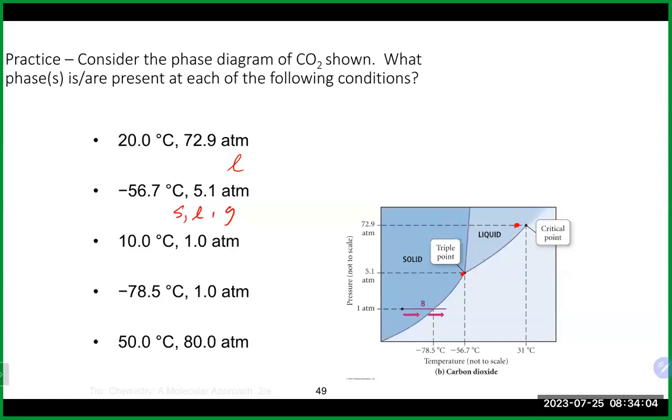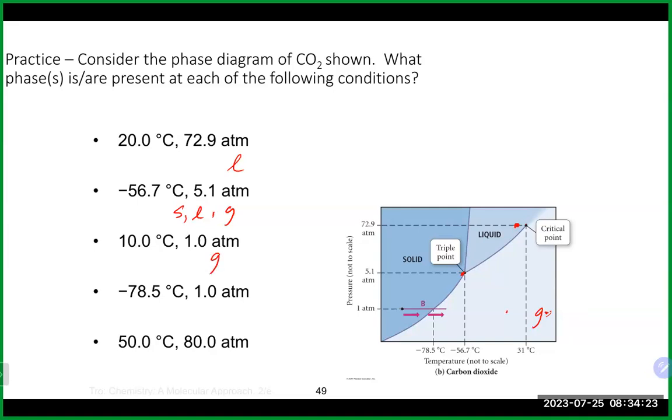Going to 10 degrees Celsius and 1 atmosphere. So 1 atmosphere is here coming across at 10 degrees Celsius. Maybe about here or so, and that would be not labeled here, but that is our gas region underneath there. So that would be gas.